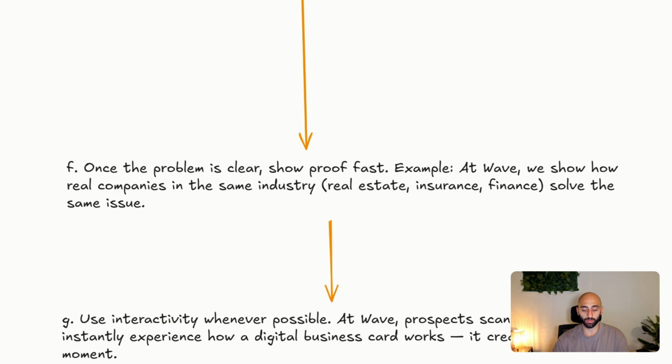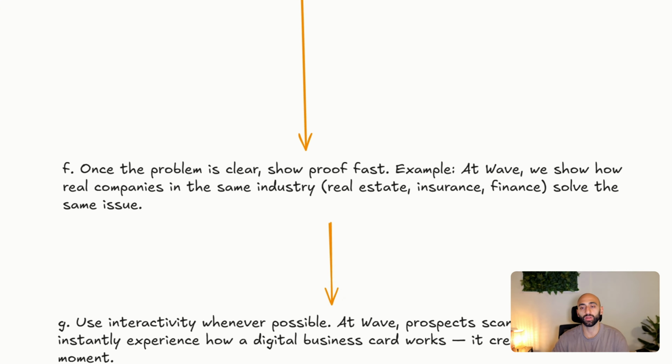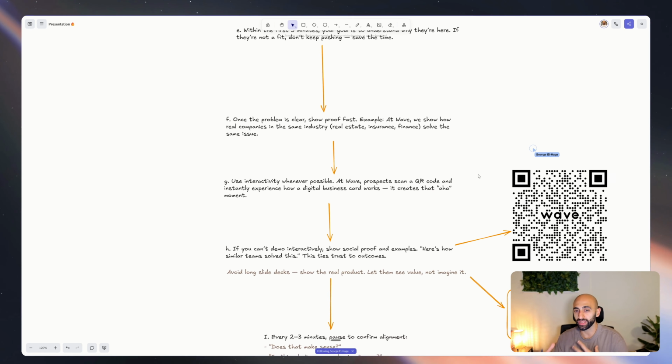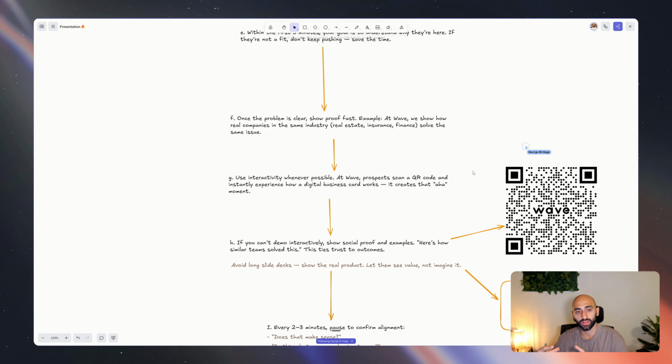Now, once the problem is clear, show proof fast. So at Wave, we show real companies in the same industry. Perfect examples like in the real estate industry, insurance, finance, auto dealerships. I identify the problem and I restate that, yeah, we've worked with X, Y, Z auto dealers or insurance brokers or banks, and this is how we solve that same issue, and this is what we can do for you. So just reiterating that trust factor, that proof, is going to be huge. Subconsciously, they're going to be like, oh, okay, this was built for me. We're in the same industry. This should work for me as well if it worked for the other companies.